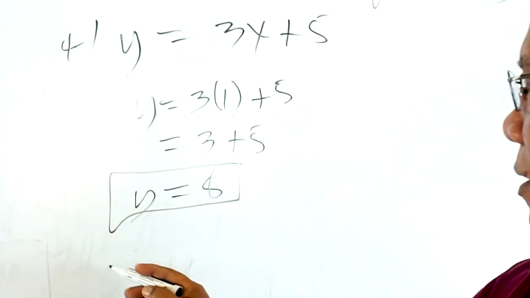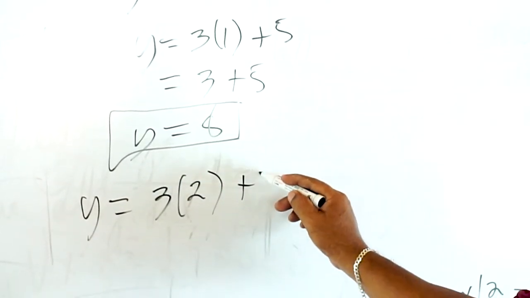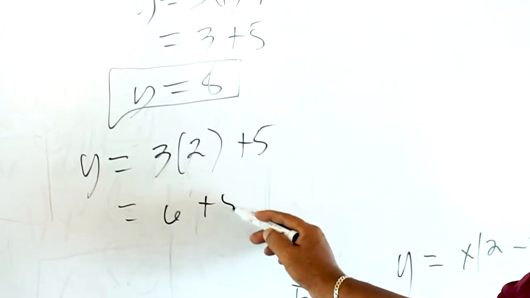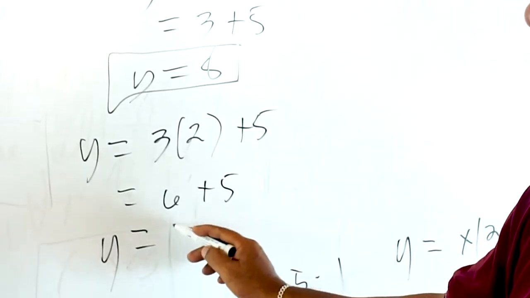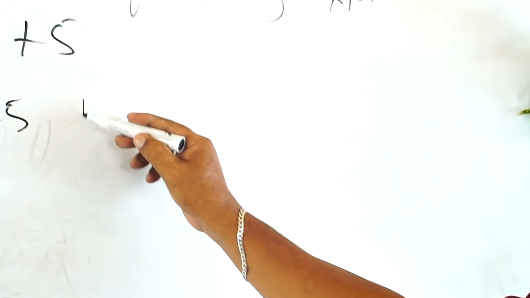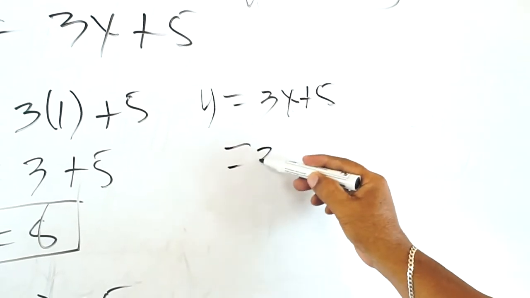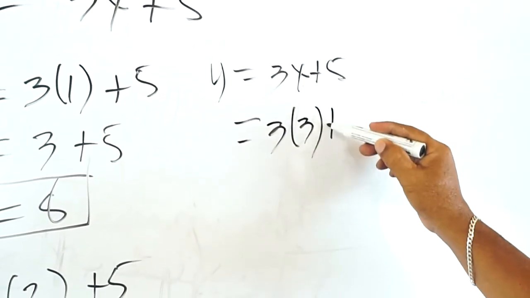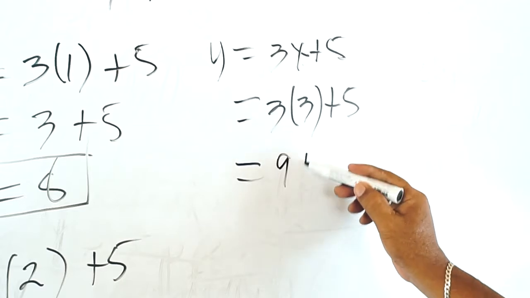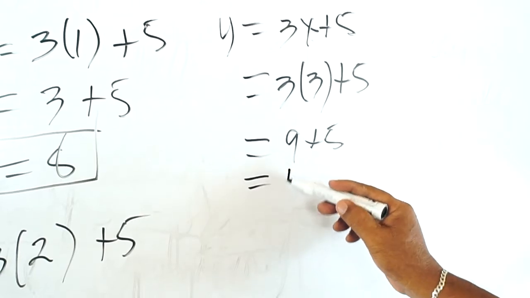Then we have the second term, y is equal to 3 multiplied by 2, then plus 5. Then 2 times 3 is 6. Then plus 5. So the second term is equal to 11. Then next, the third term, y is equal to 3x plus 5. So we have 3 multiplied by 3, then plus 5. So 3 times 3, the product is 9. Then plus 5. So therefore, the third term is equal to 14.